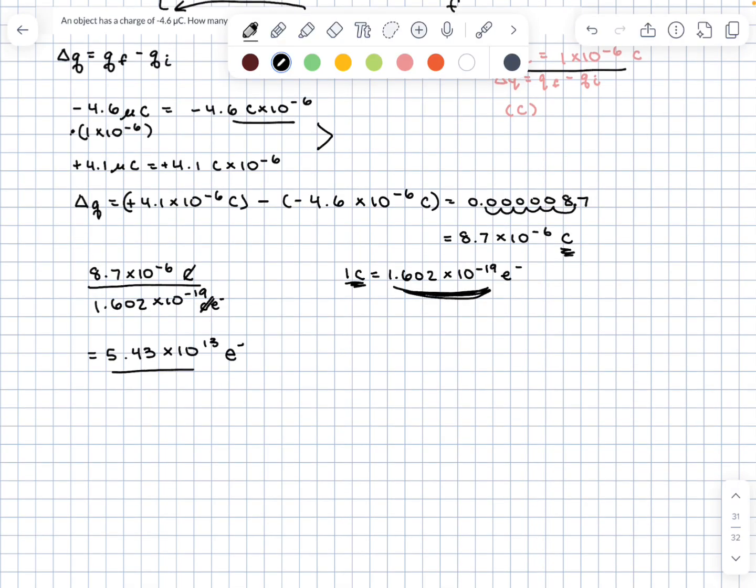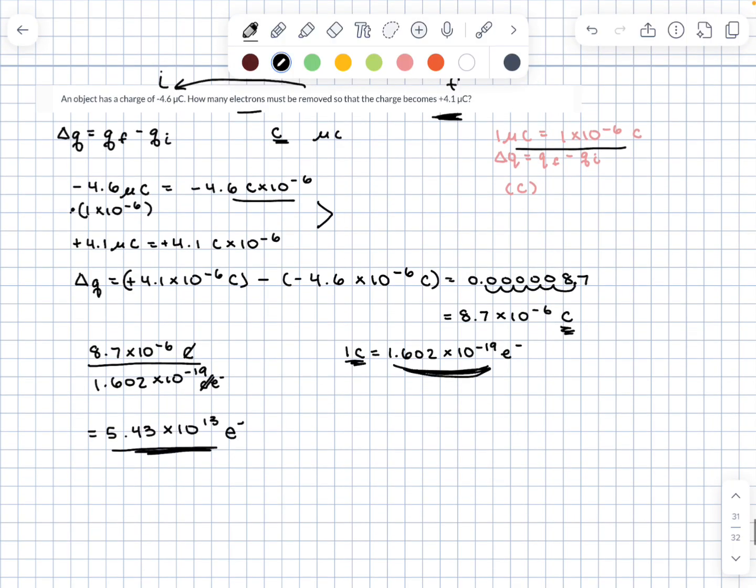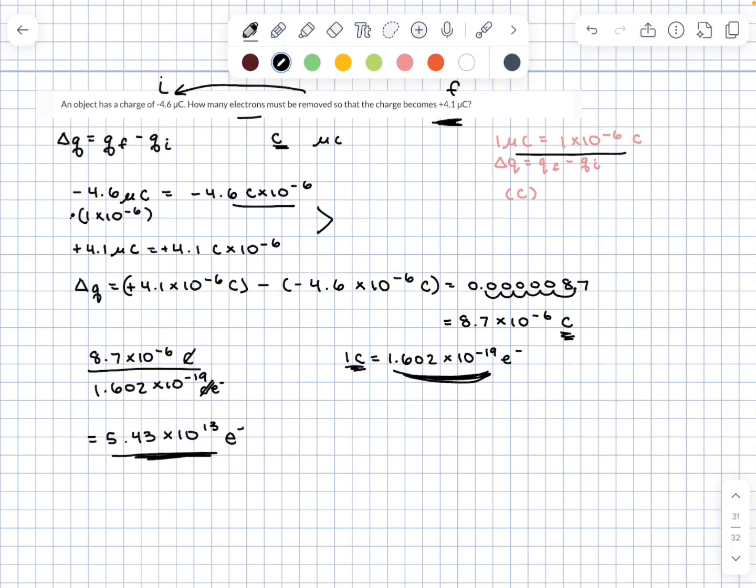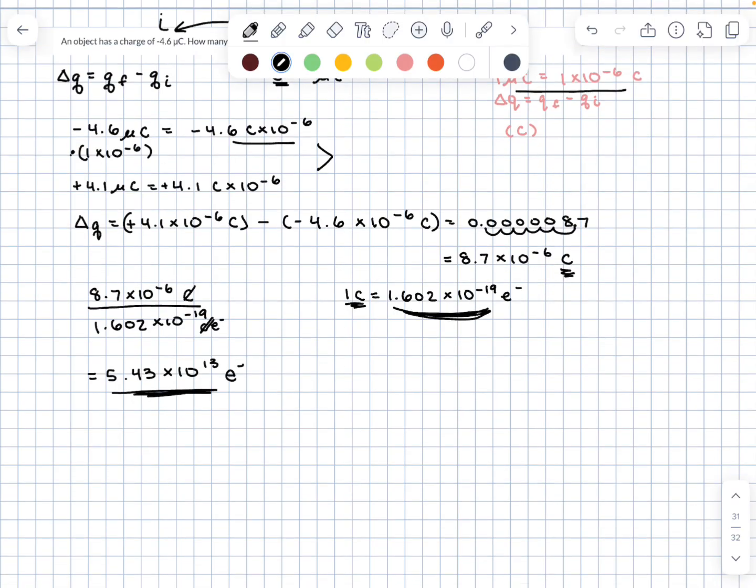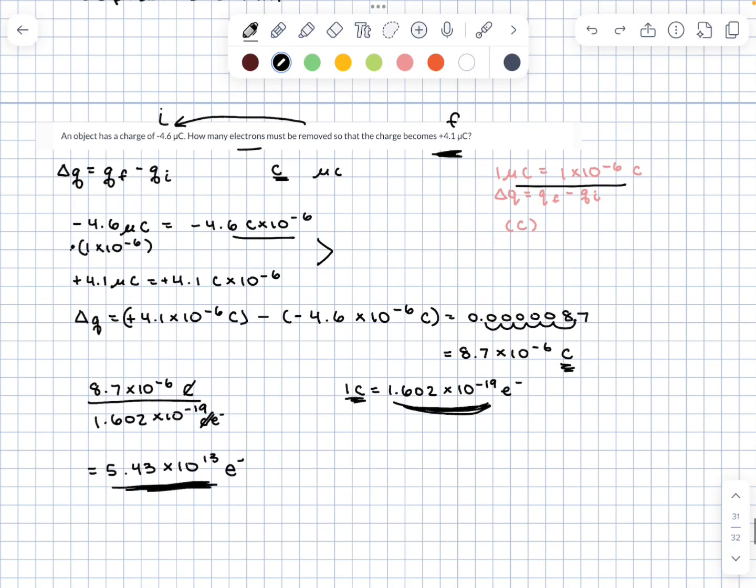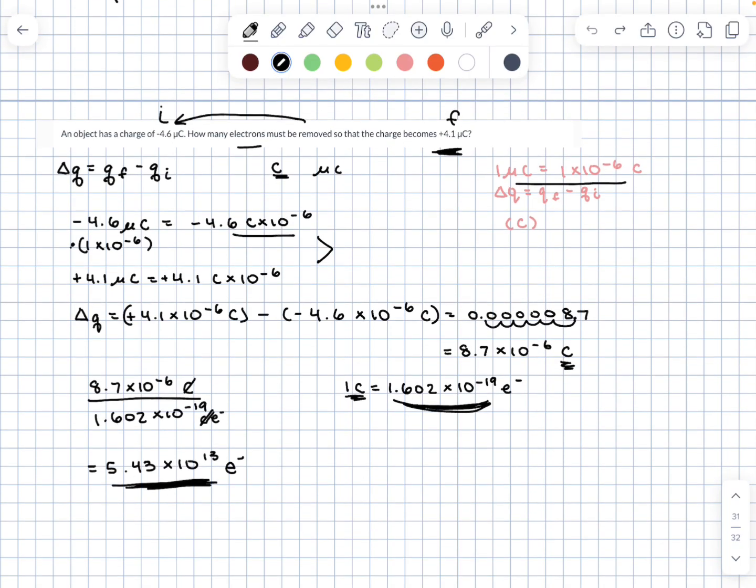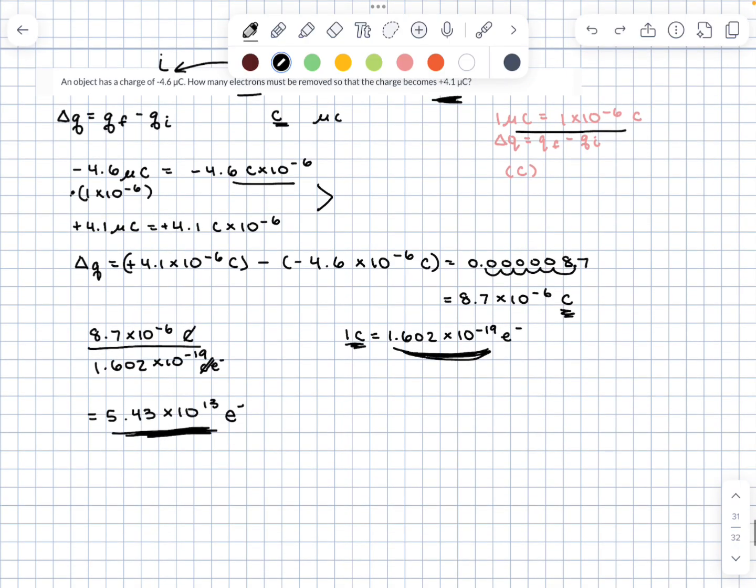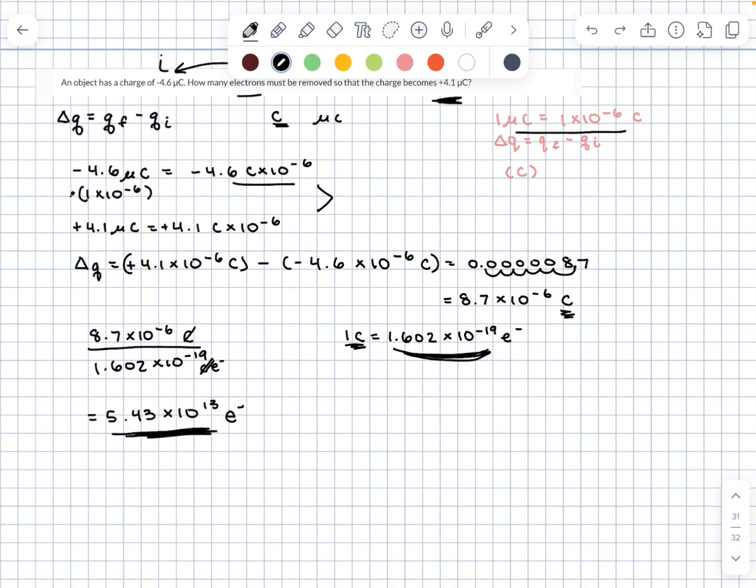But then this is what we're left with. So let's go back to the question and make sure we answered it. How many electrons must be removed so that the charge becomes positive? So we got this many electrons need to be removed from our initial, which is negative 4.6 microcoulombs, to get to our new 4.1 microcoulombs. And remember, it's going from a negative charge to a positive charge. But I hope this makes sense.